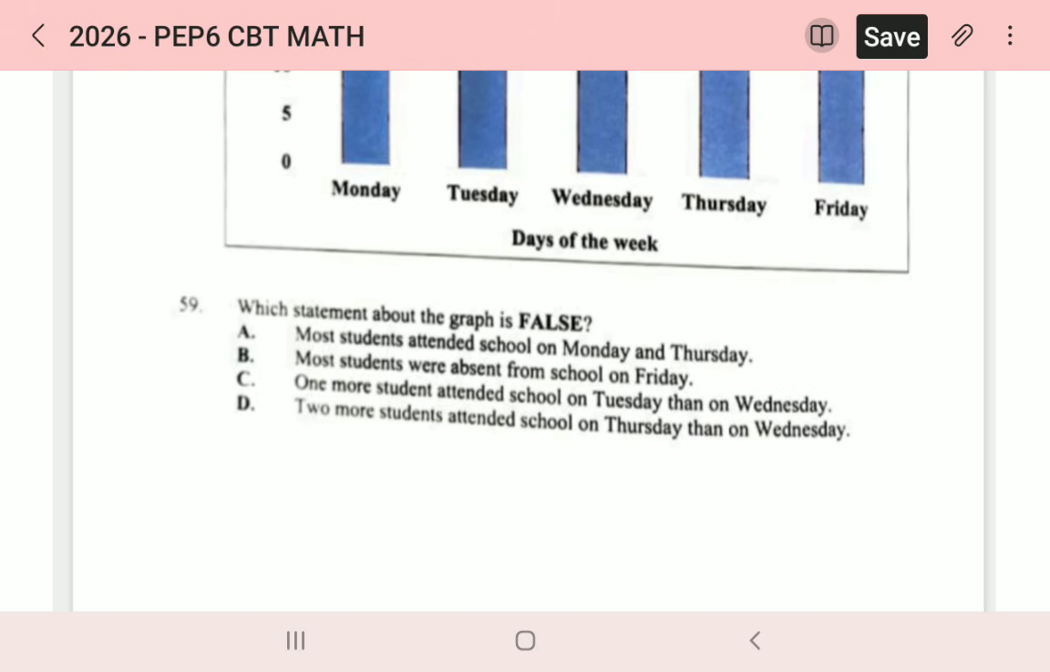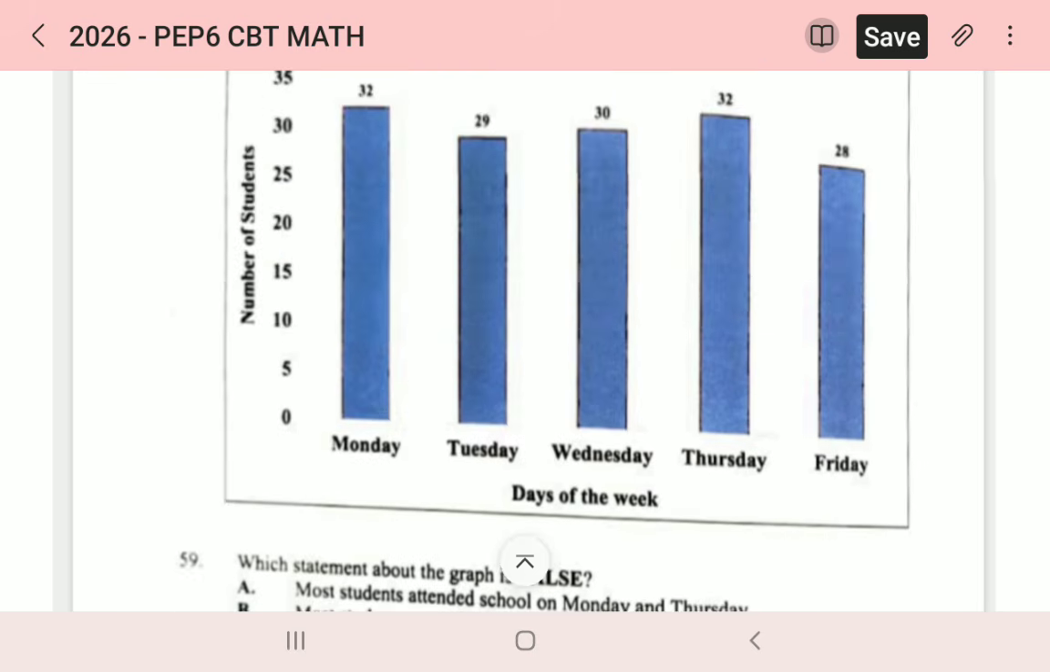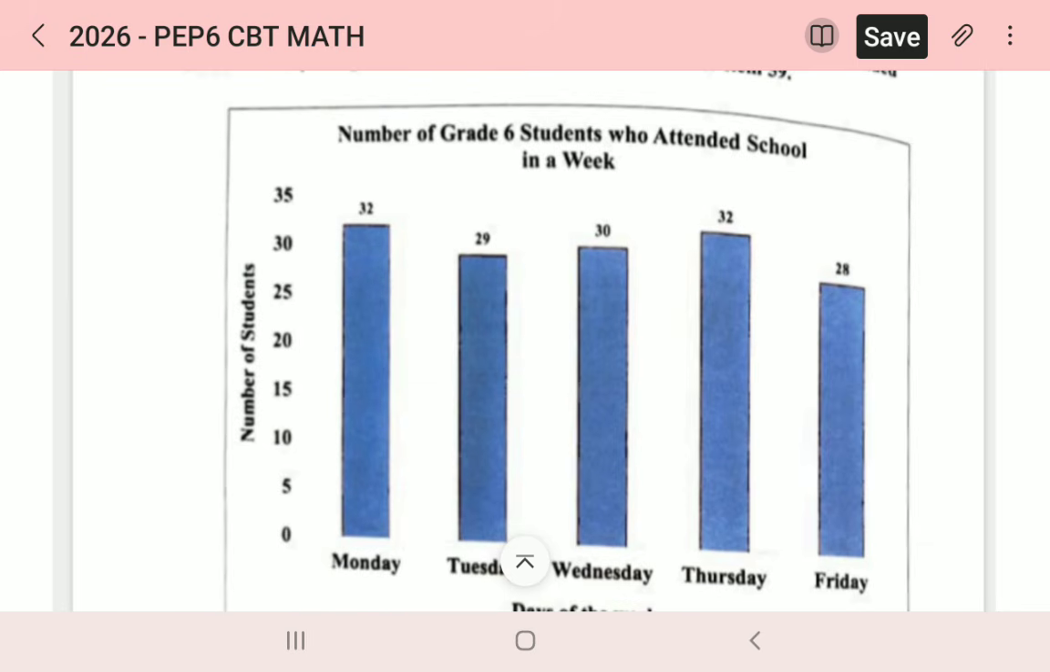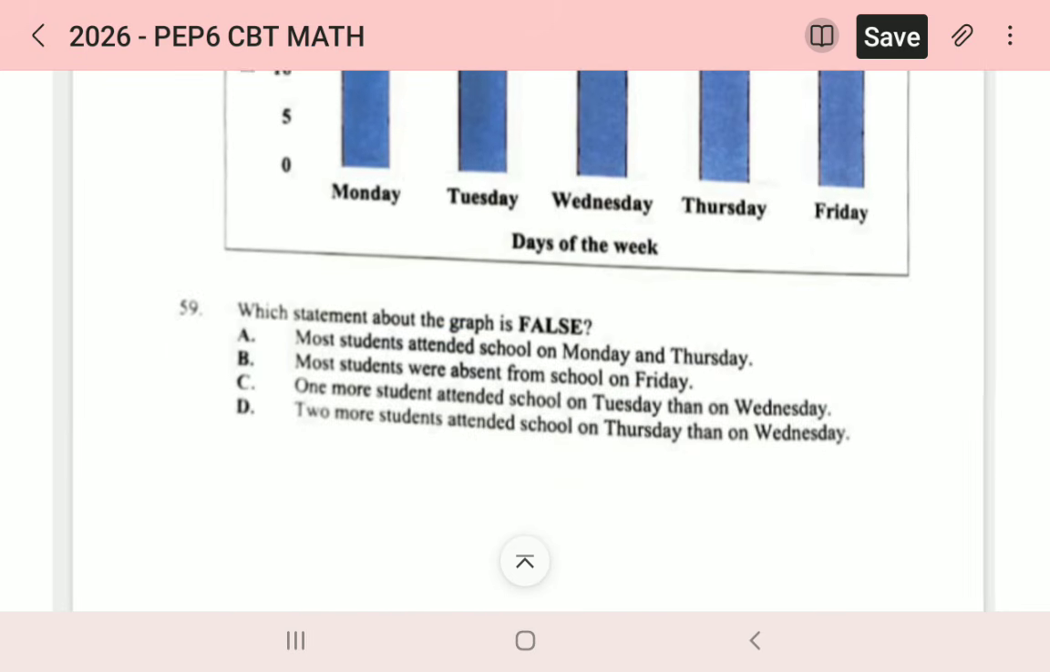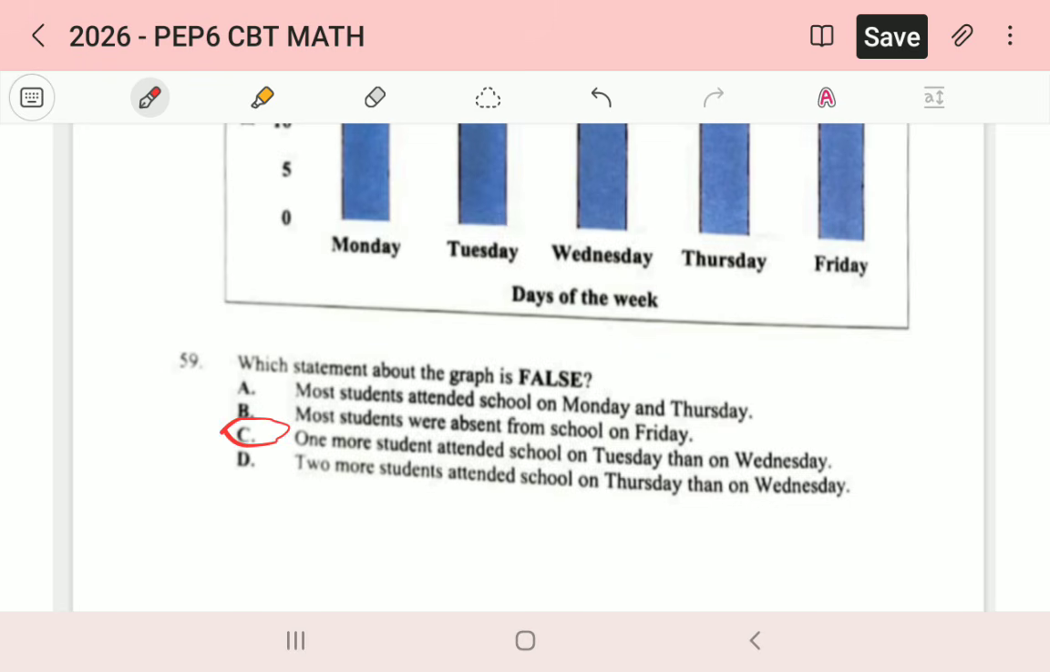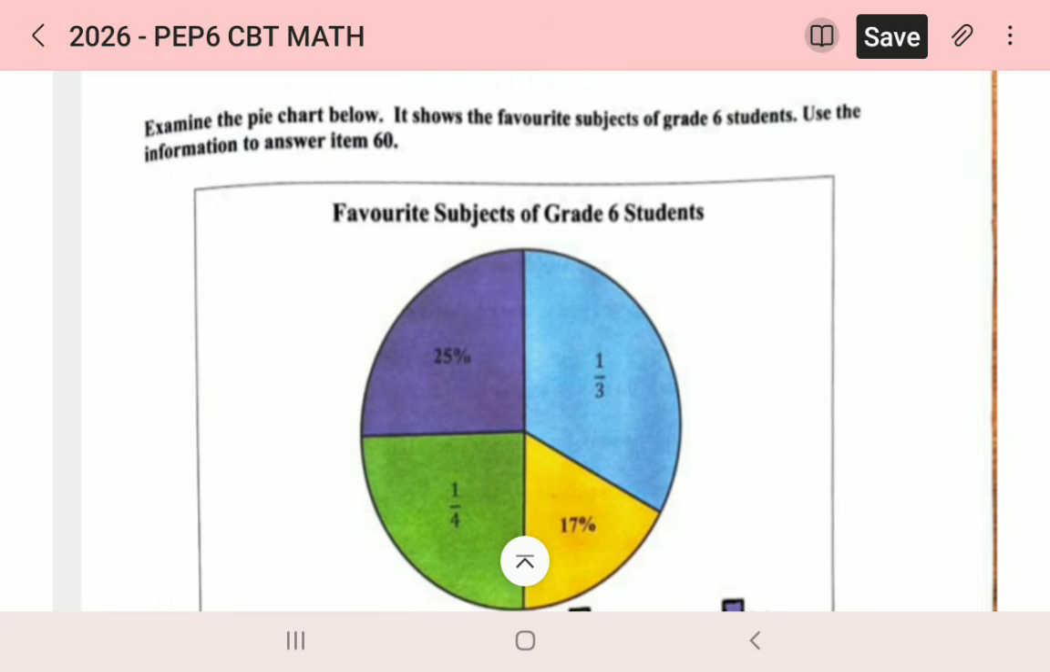C, one more student attended school on Tuesday than on Wednesday. 29 to 32 is more than one, so that is false. Don't have to read any more, but you could continue reading to see. But I know from 29 to 32 is more than one.